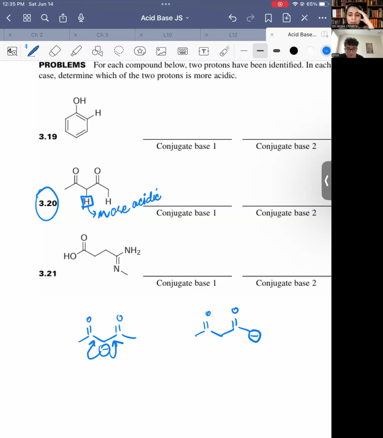But I think, hold on. Well, let me just see one thing. Okay, but it says to avoid drawing insignificant resonance forms. So if that's why he doesn't.